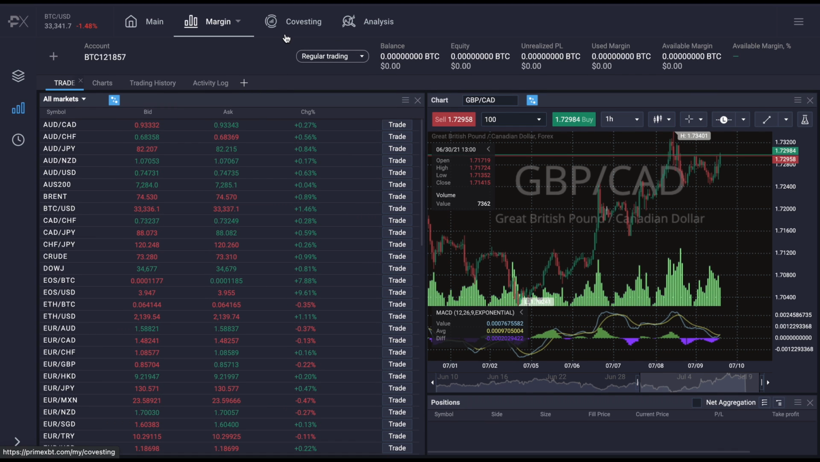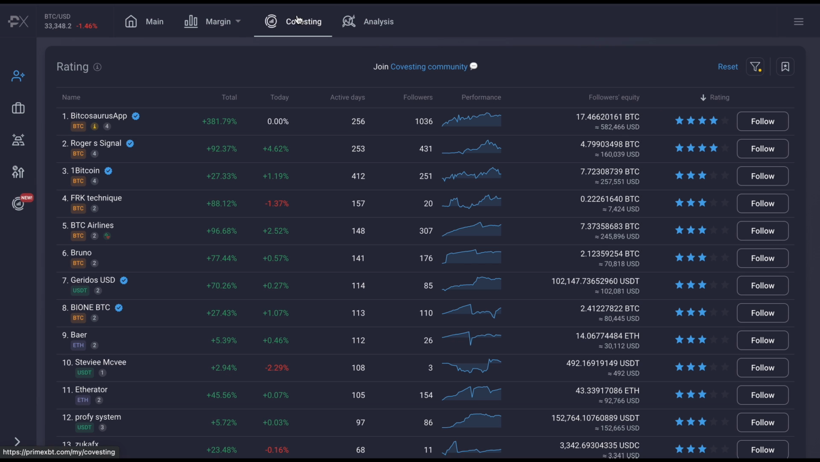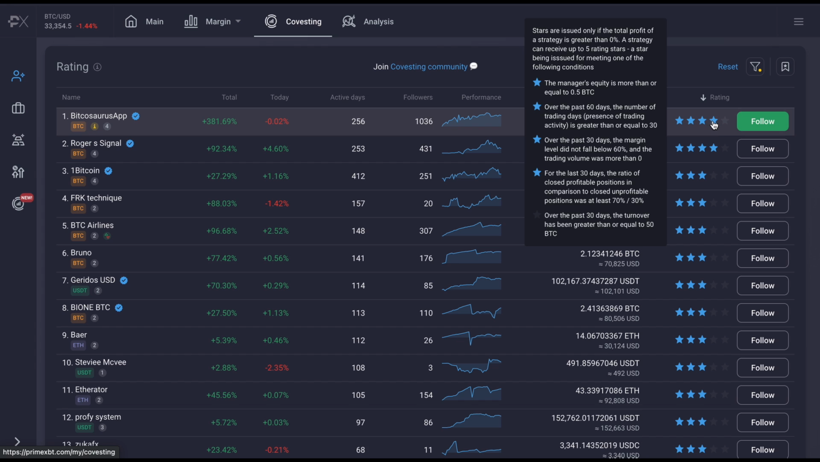On top of that, they do have another feature called CoVesting. So what CoVesting is, if you're not the best trader, then you could essentially just follow people that know what they're doing. So you can see here this Bitcosaurus app person has 1,000 followers, and you can see here his performance steadily increasing, recently plateauing, but more or less steadily increasing. The followers equity behind him is around $500,000, and he has a 4 out of 5 rating.